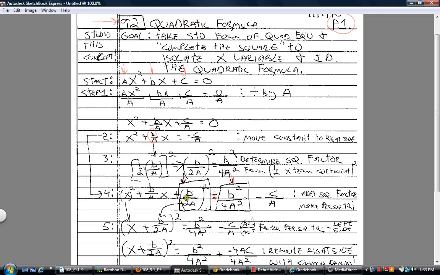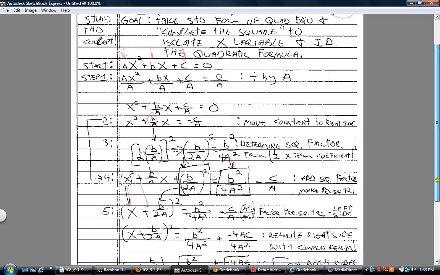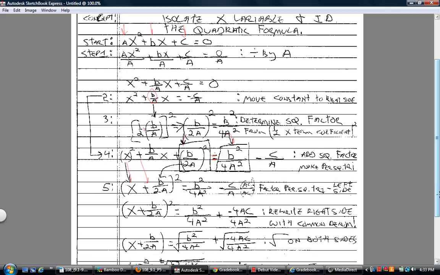The reason I did that is when you complete the square, your goal is to write the binomial squared, which means you take the square root of the first term, which is what? x. Bring down the sign. What's the square root of the third term? b divided by 2a, and you stick it right in there. Okay. Is everybody doing okay here so far? Just follow along.